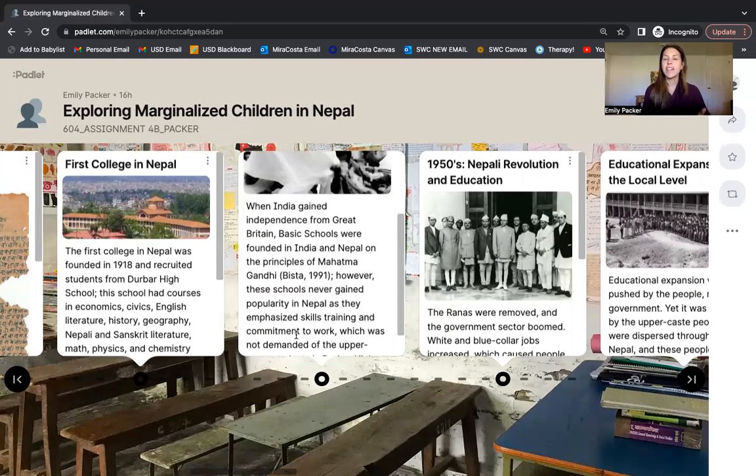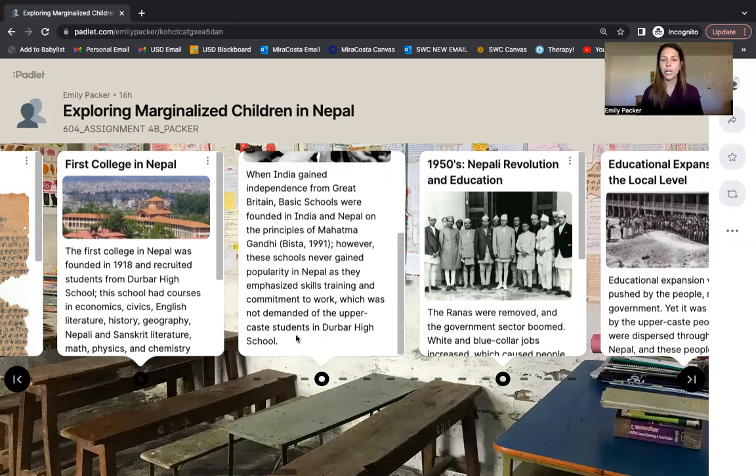And so you would think that at this time, maybe Nepal would be open to this. These schools were based on skill training and commitment to work. However, because education was still seen as a right of the high caste born individuals, they thought they were above skill training and they didn't really want to commit to work. And this was not the purpose of education. In Nepal, the purpose of education was more of a formality, a stepping stone to then get these government positions. So the basic schools never took off in Nepal.